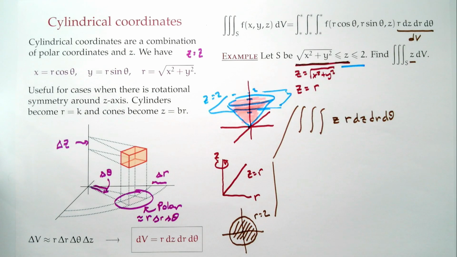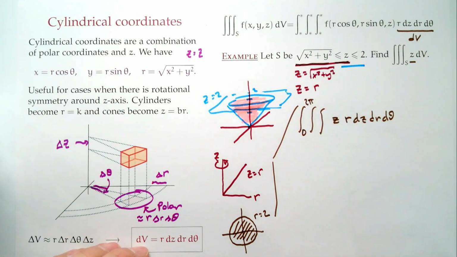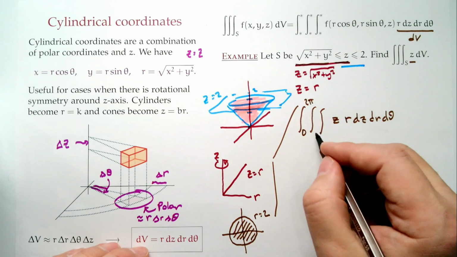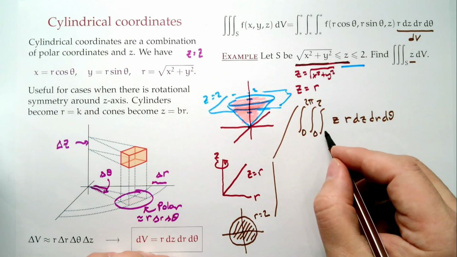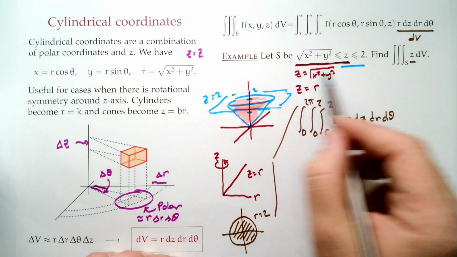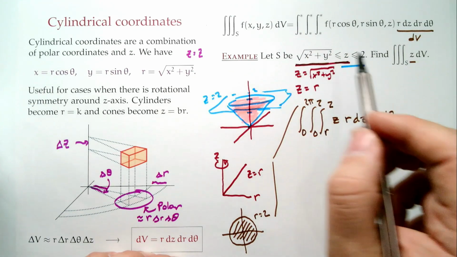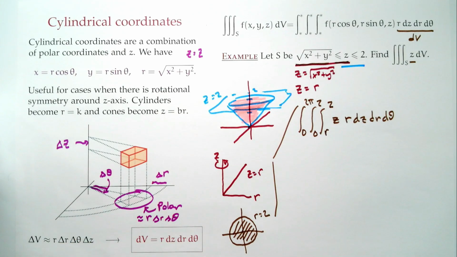So when I'm setting up my theta and r bounds, that's the picture I'm using to set up. So where does theta go between? 0 and 2 pi. Where does r go between? 0 and 2. And where does z go in between? Z goes between r and 2. Where did the r come from? Well, it came from right here. We actually specify the surfaces. We started at z equals r, and we went up to z equals 2.